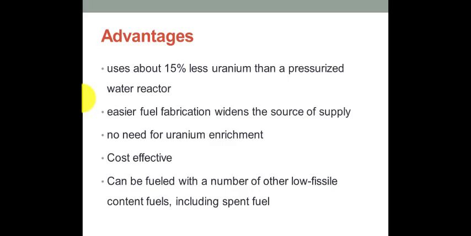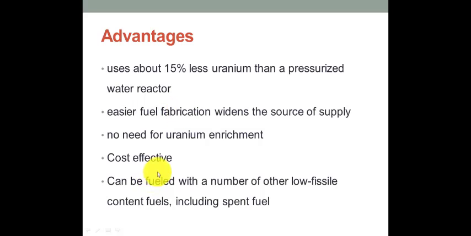There are some advantages associated with the CANDU reactor. CANDU is the most efficient of all reactors in using uranium. It uses about 15% less uranium than a pressurized water reactor for each megawatt of electricity produced. Use of natural uranium widens the source of supply and makes fuel fabrication easier. Most countries can manufacture relatively inexpensive fuel. There is no need for a uranium enrichment facility. Fuel reprocessing is not needed. So, costs, facilities and waste disposal associated with reprocessing are avoided.